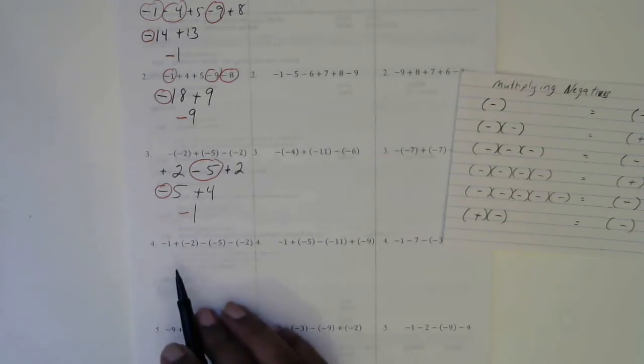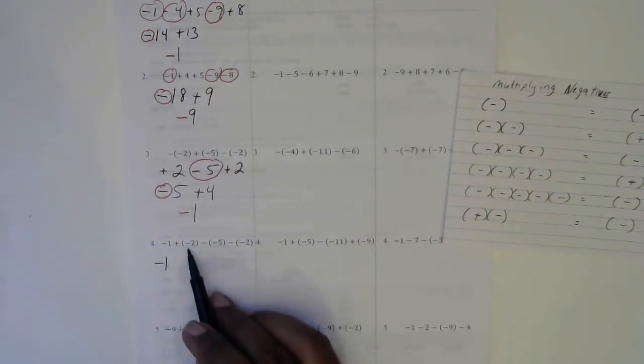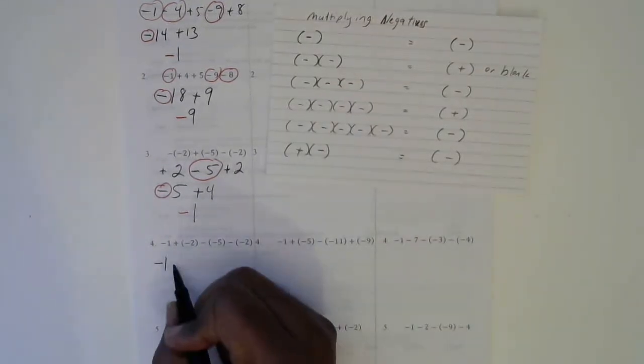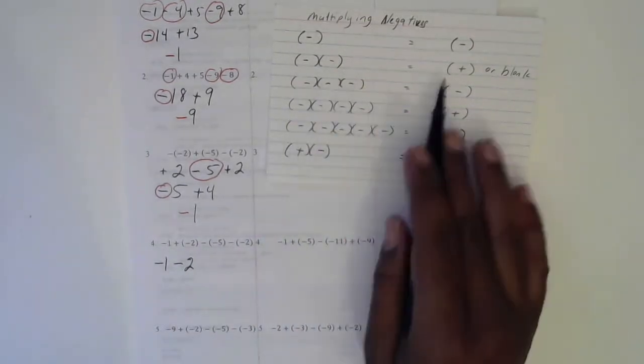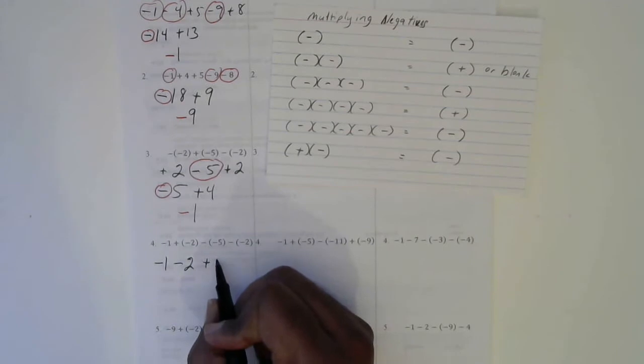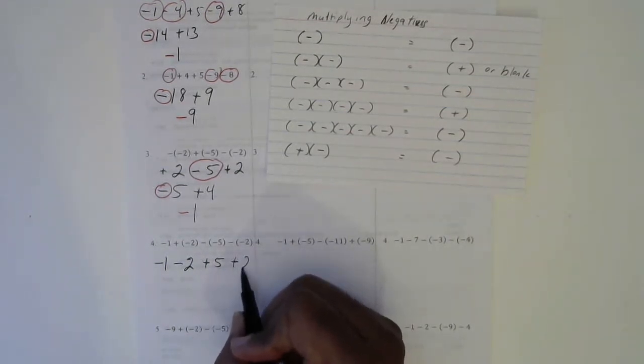Okay, here, this is a single sign, so -1 is okay. This is a positive and a negative. A positive and negative turns into one sign of a negative, so this is just -2. This is a double negative. Double negatives become positive, so this becomes a single positive with a 5. Another double negative, so that becomes a single positive with a 2.